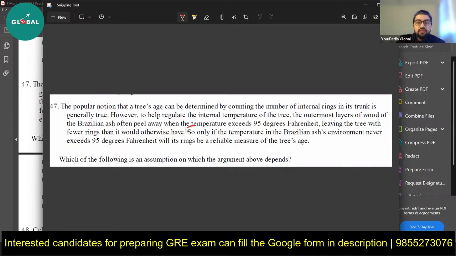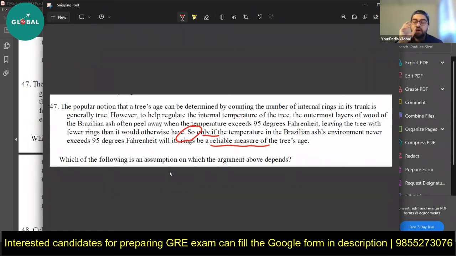That's true. The last one is the conclusion because it has this word "so." "So" means after that, whatever it is going to write, it is a conclusion. Read this statement: only if the temperature in the Brazilian ash environment never exceeds 95 degrees Fahrenheit will its rings be a reliable measure. So this is the conclusion. Rings will be a reliable measure when the temperature is below 95 degrees.